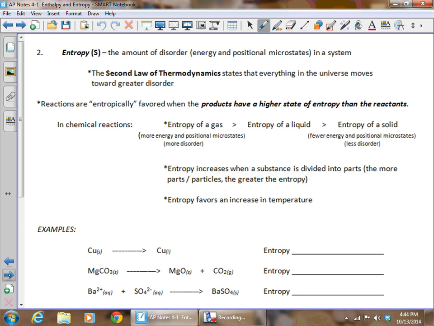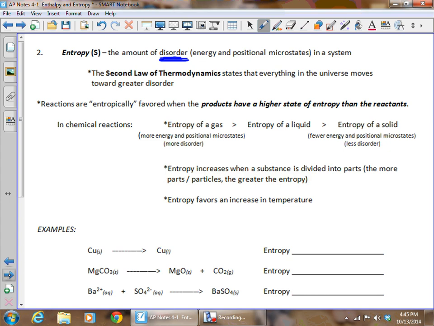Now entropy is defined as the amount of disorder in a system, both in energy and positional microstates. So the sloppier it is. Microstates is a way of thinking about what kind of state it is in. Is it more ordered? Is it sloppy? It can be very energetic, and high energy is going to give us a more disordered system, and lots of different positions. A high positional microstate is going to give us a great amount of disorder.